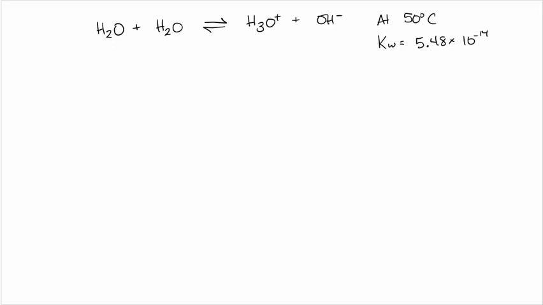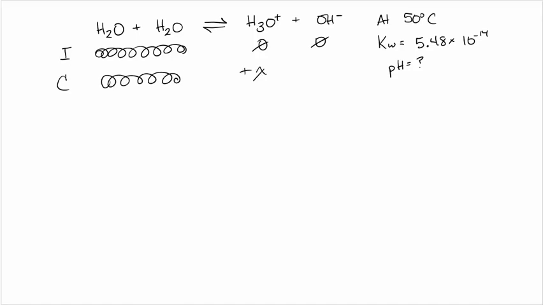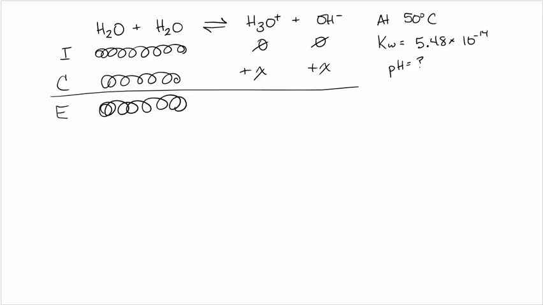Okay? So, what is the pH at 50 degrees? We can do the math again. It's an equilibrium. Initial concentration, we don't care. 0 and 0. Change, we don't care. Increase by X, increase by X. At equilibrium, we don't care. X and X. 5.48 times 10 to the minus 14th equals X squared. X is equal to 2.34 times 10 to the minus 7th.